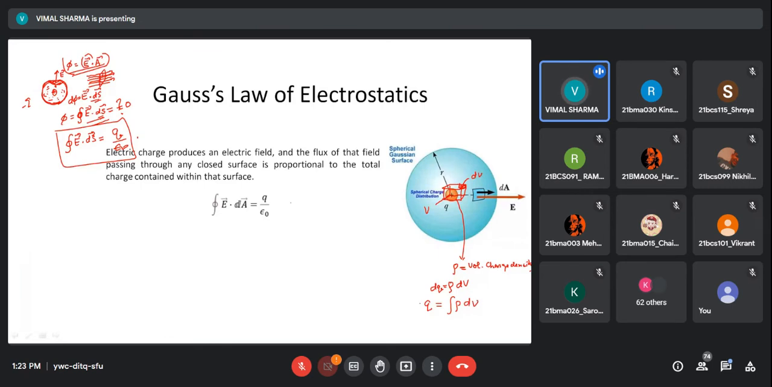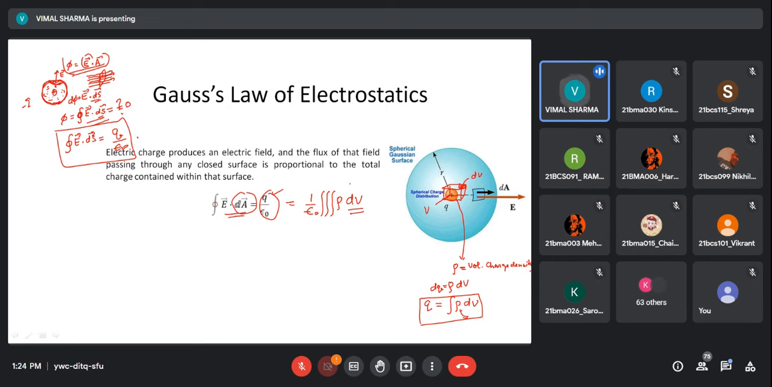rho dV. So I can say that this charge Q can be written in terms of volume charge density like this. So let me replace this by 1 over epsilon naught times the volume integral. This is now the volume integral of volume charge density rho. So now I have two integrals, as we said that we can relate surface integral with, so we can do what I want.